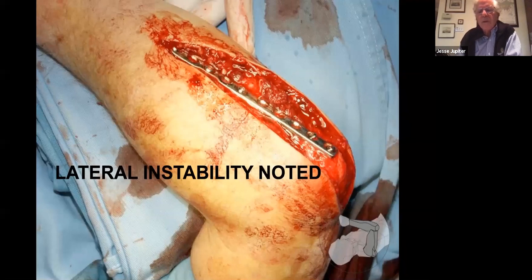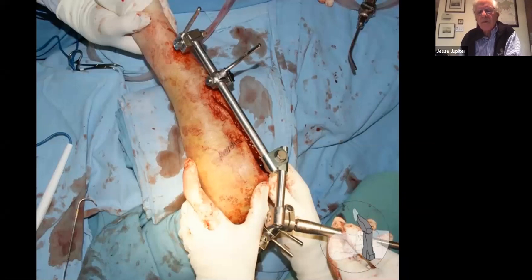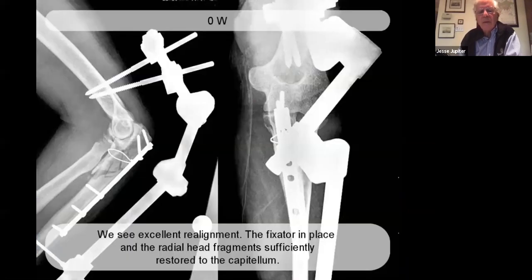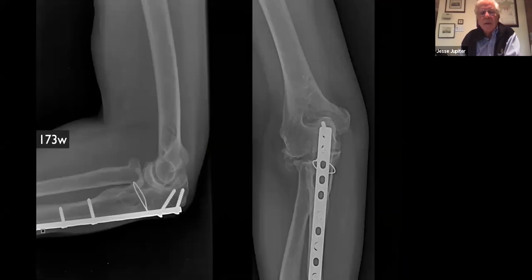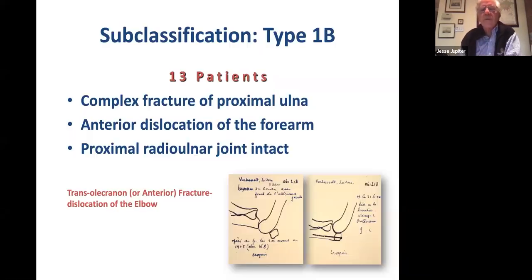In this patient, there was a very substantial lateral instability, so a temporary external fixator is used, just 2 or 3 weeks. And then here's the realignment, and at a couple of years fixation with a good function.